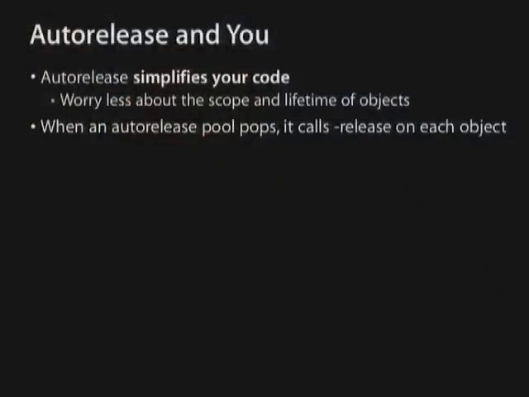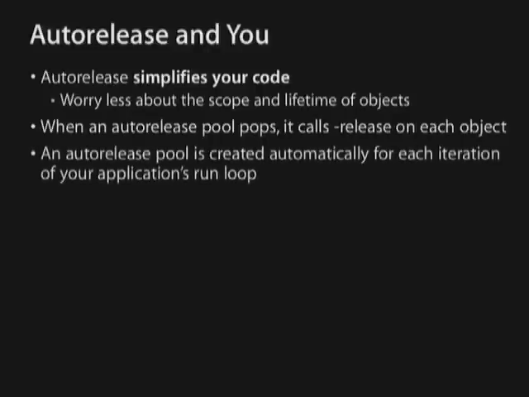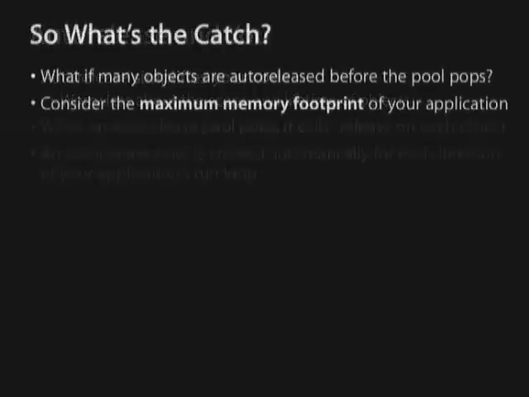All right. Auto-release simplifies your code. You don't have to worry about the scope. When the auto-release pool pops, it releases every object in the pool. Any objects that have a retain count of 1 at that point are deallocated. And it's already handled for you in your run loop. So where's the problem here?